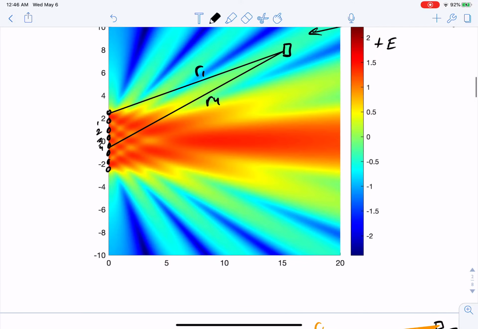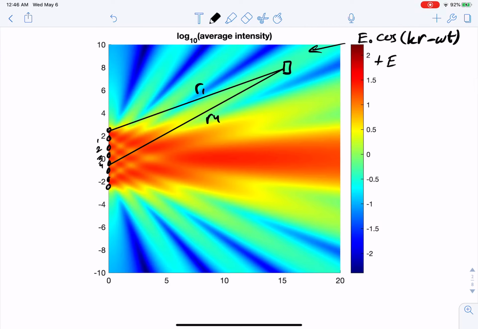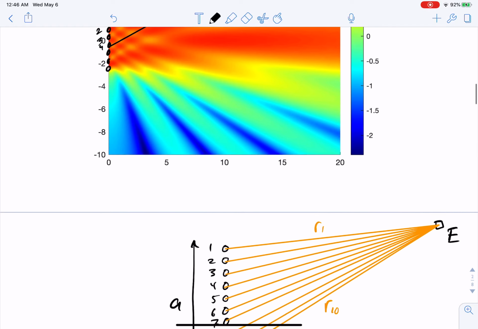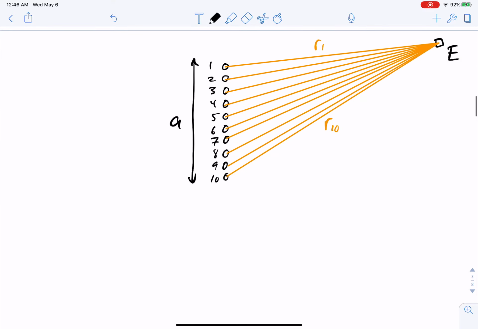Okay, so let's write that out. So the idea is we're using the superposition of electromagnetic fields. We know how to calculate each of the electric fields that arrive at this observation point from each of the sources. So to get the total electric field, we just add them up.